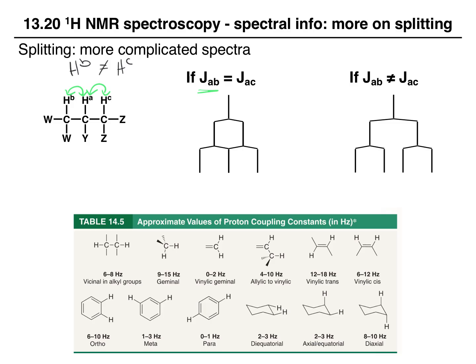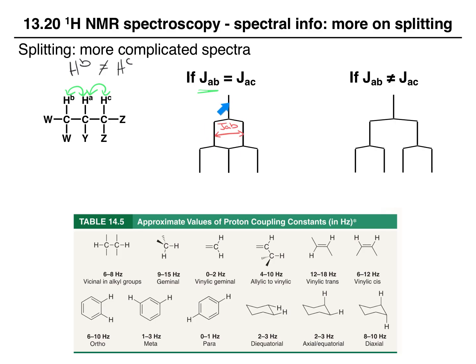We can represent this with an upside down tree, and we think about this is the hypothetical ppm value for HA only based on electronic effects. But HA can be split by HB, and so this is the JAB. So the coupling constant between A and B. So this is where A absorbs just based on the electronic environment. And then if HB is pointing up or pointing down, then this gets split into two.